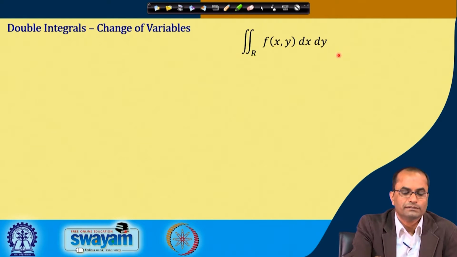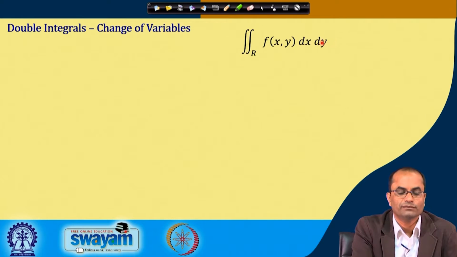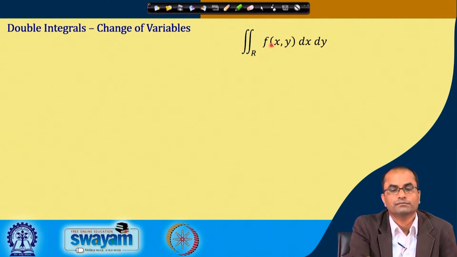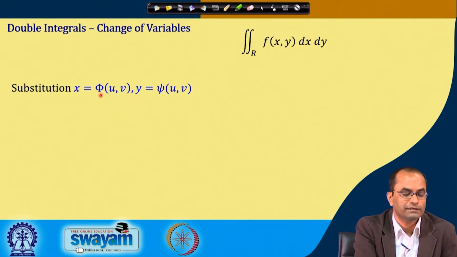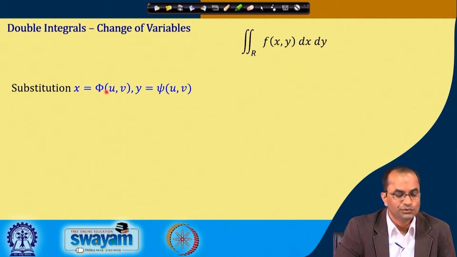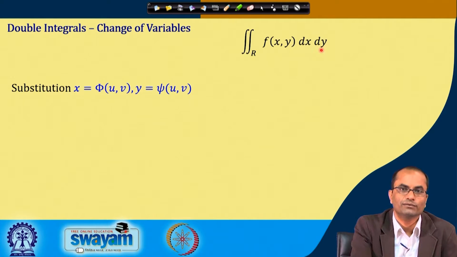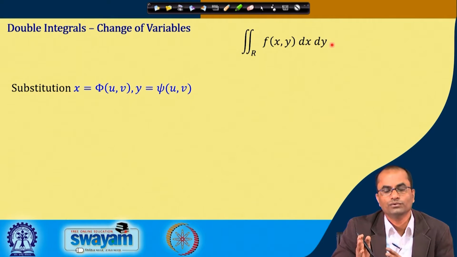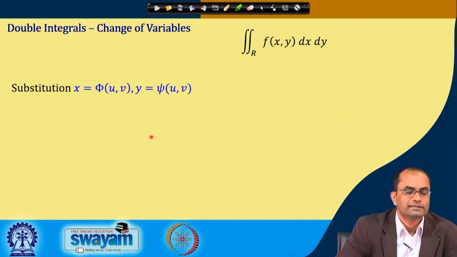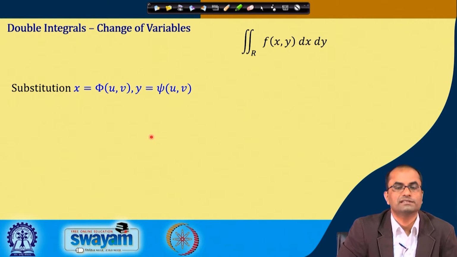So, if we have a double integral here, f x y dx dy, now if we want to make some change of variable, so let us say x is given by phi u v, and y is given by some another function psi u v. So, our new variables are u and v, the older ones here were x and y. So, we want to change the variables from x y to u v with this relation, x is equal to phi u v and y is equal to psi u comma v.